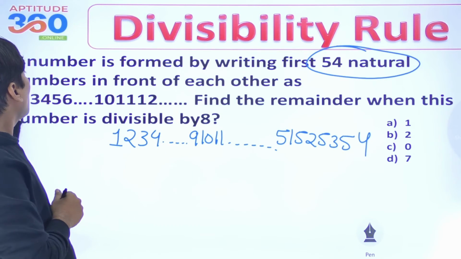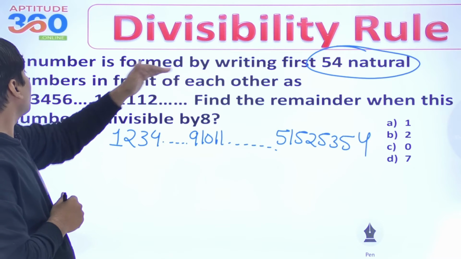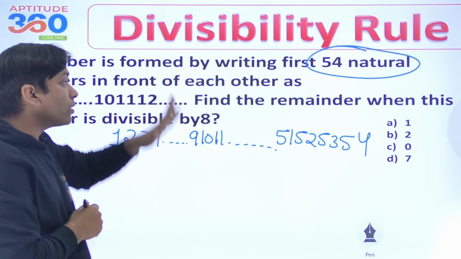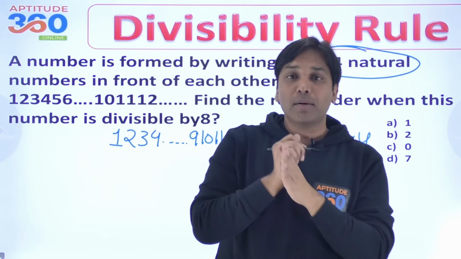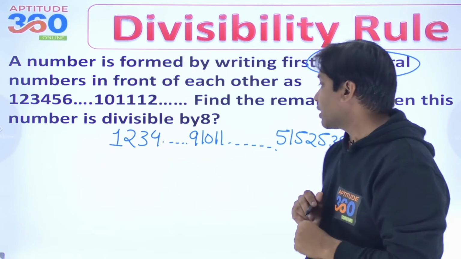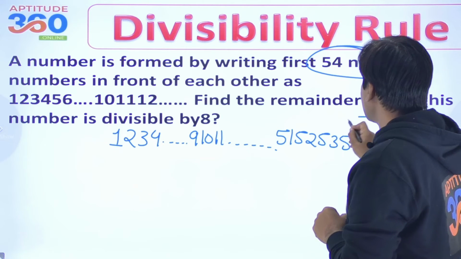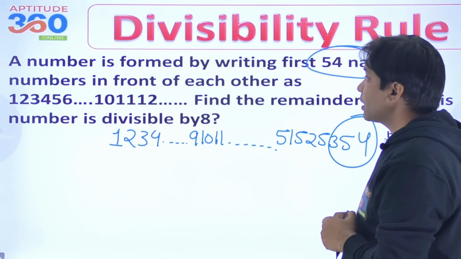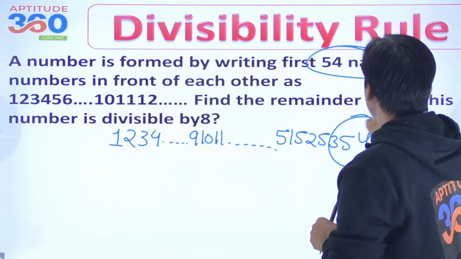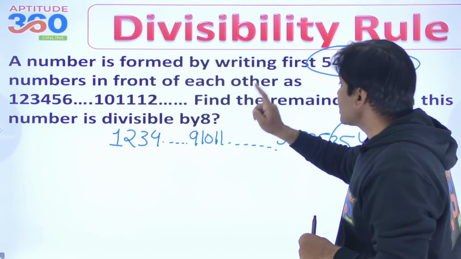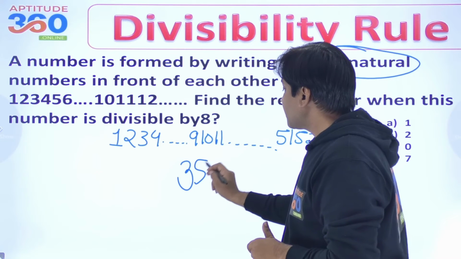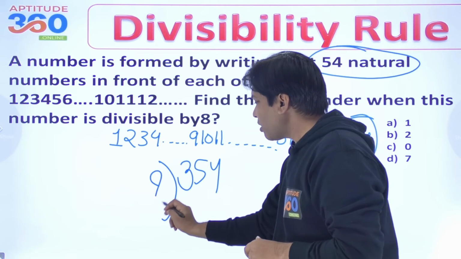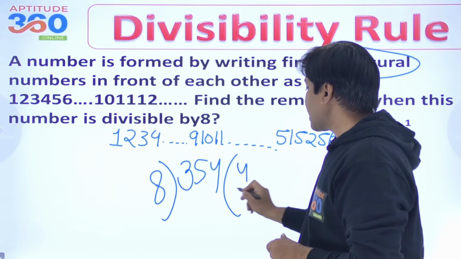So first, a number is formed by writing the first 54 natural numbers in front of each other. Find the remainder when this number gets divided by 8. Try to understand this thing. What are the last 3 digits out here? Find the remainder when this number is divided by 8. So what you should be doing is 354 को ही डिवाइड कर दो ना 8 से, और क्या ही करना है इसमें. देखने में बड़ा लग रहा है ये प्रॉब्लम.